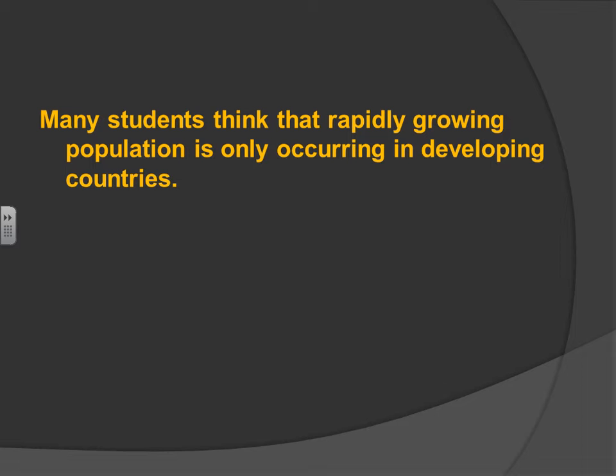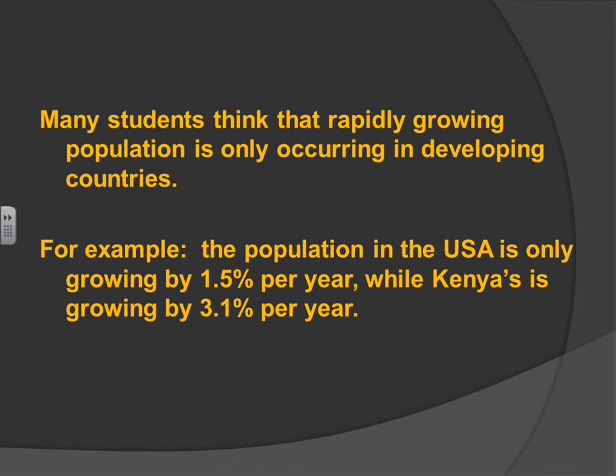A lot of times students think that rapidly growing population is only occurring in developing countries because we just look at the percentages, and the percentage of population growth in developing countries is much higher. So, for example, the population in the United States is only growing by approximately 1.5% per year, while Kenya's population is growing by 3.1% per year. So it seems like Kenya should be having a much larger population. But here's what I want you to notice.